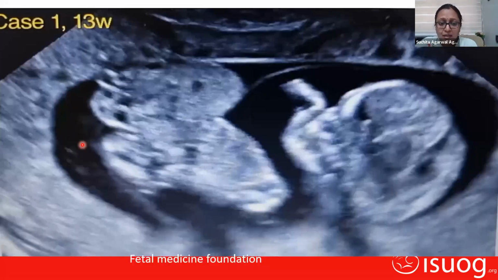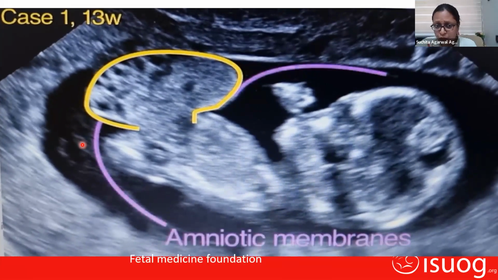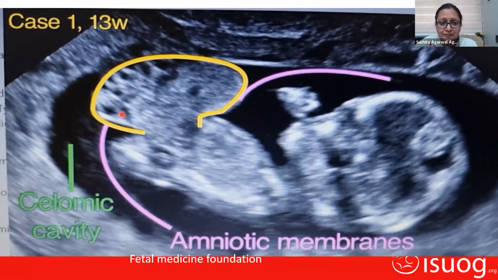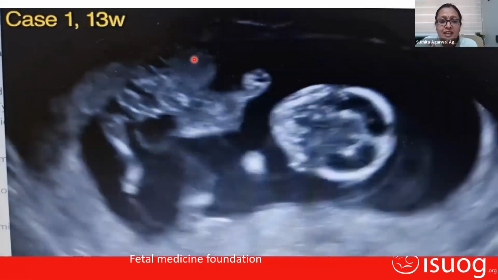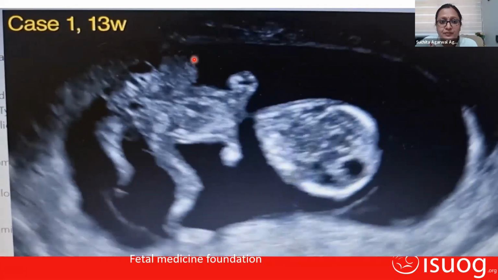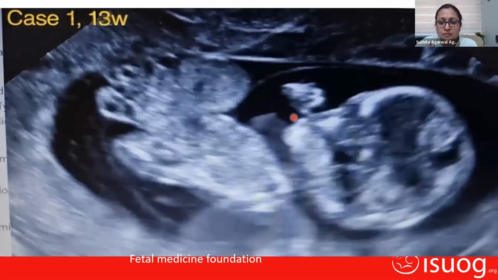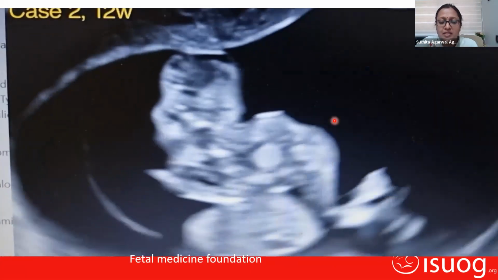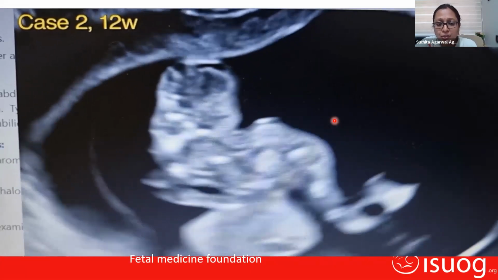So this is another video from the Fetal Medicine Foundation. Here the liver is directly attached to the placenta. We can see the liver is directly attached to the placenta. There's a deformed spine also. Severe kyphoscoliosis, short or absent umbilical cord, liver attached to the placenta.